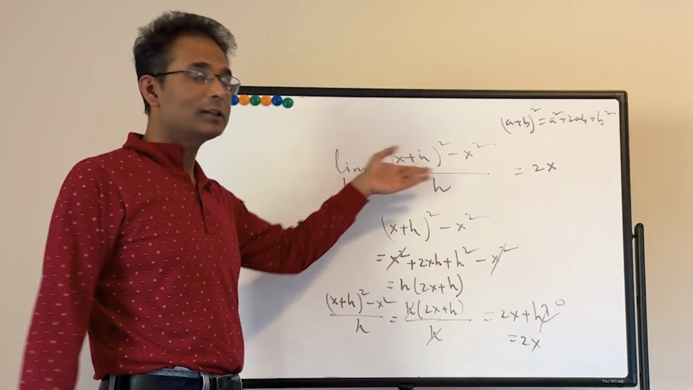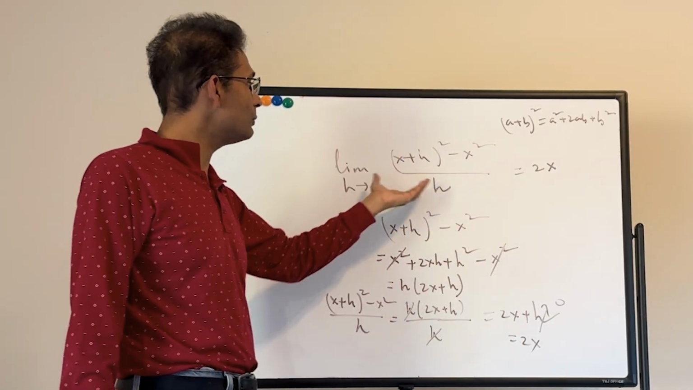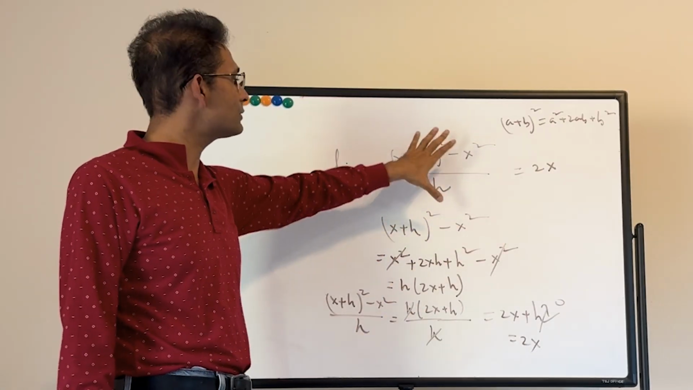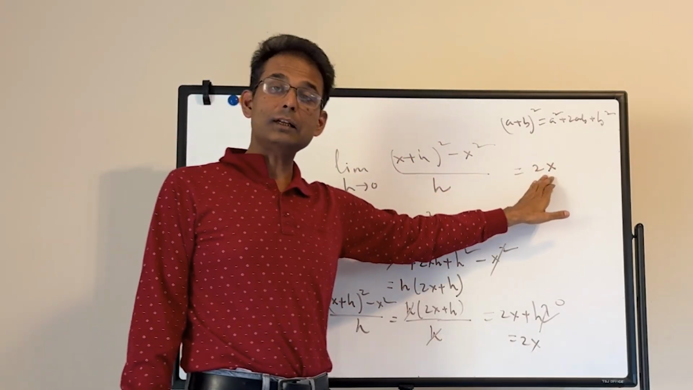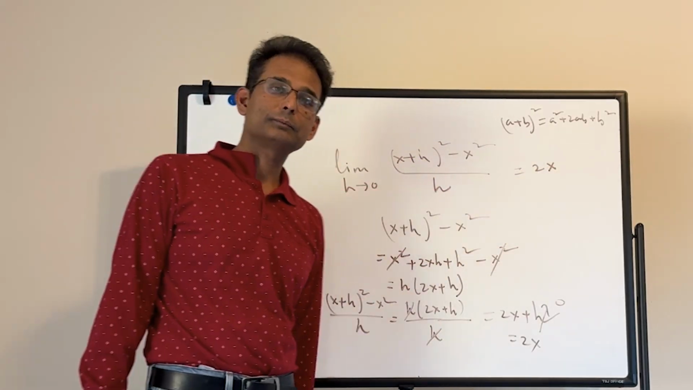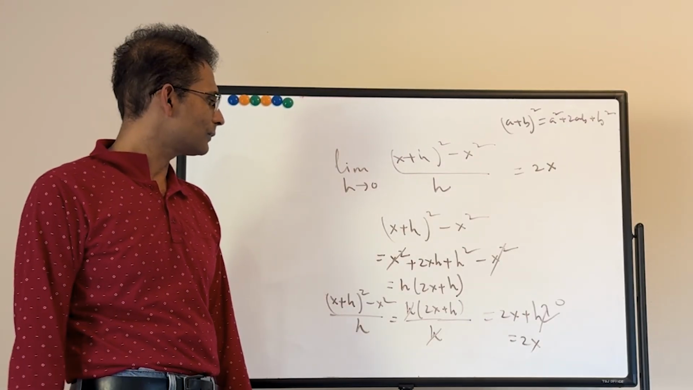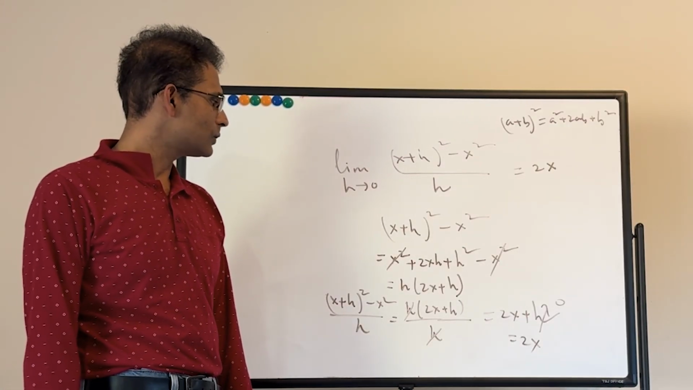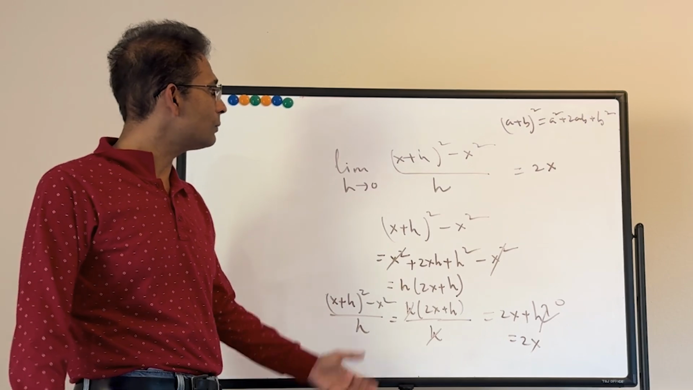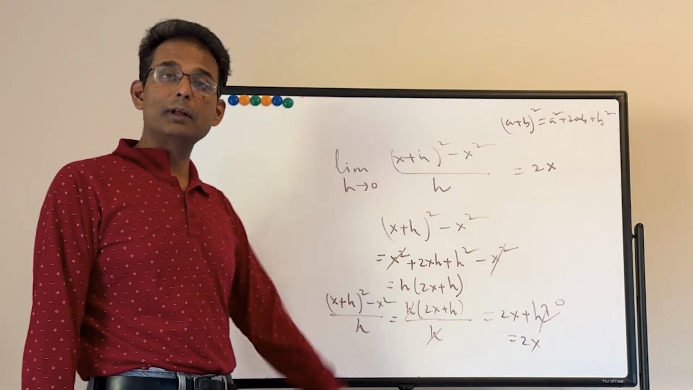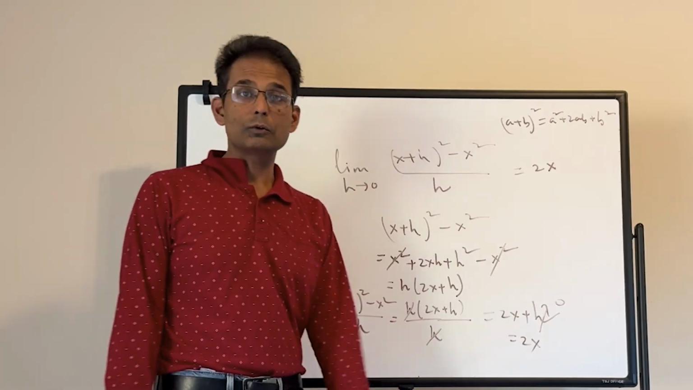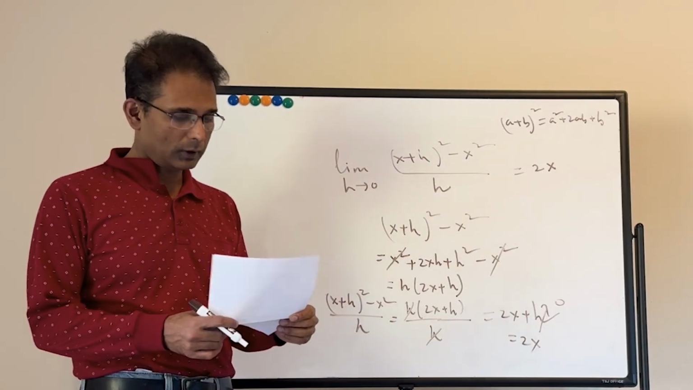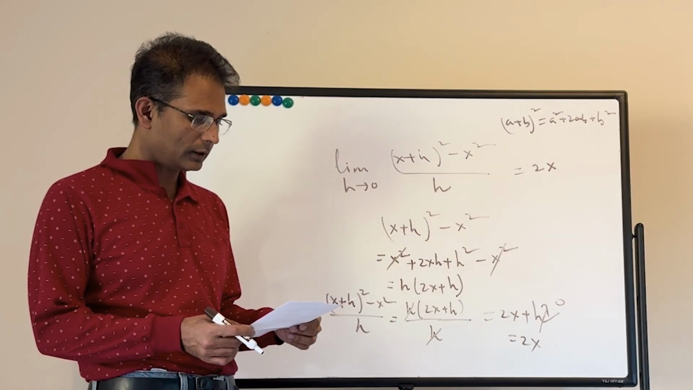Okay? So isn't this cool? You couldn't evaluate it at first, right? Because the functional value didn't exist. But the limiting value still exists and it's just 2x. All right? So this is why the concept of limit is important. And this is how you find limits when the functional value doesn't quite exist.